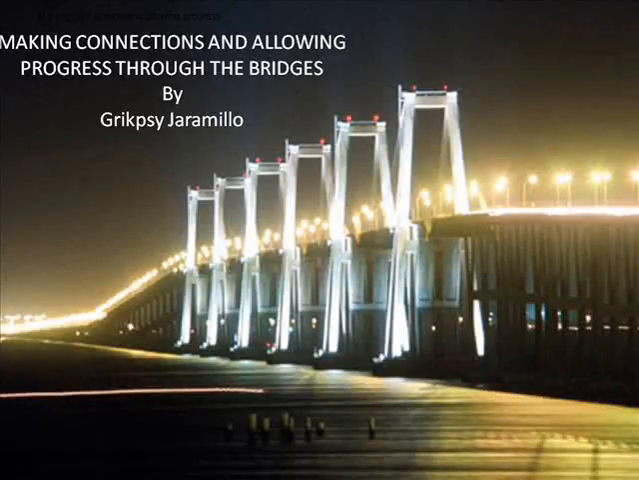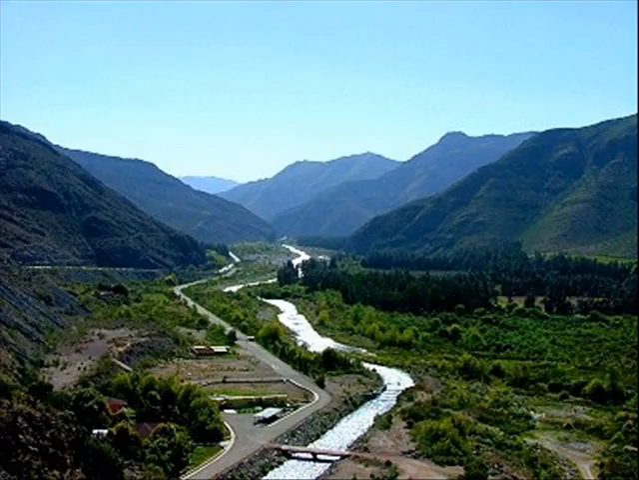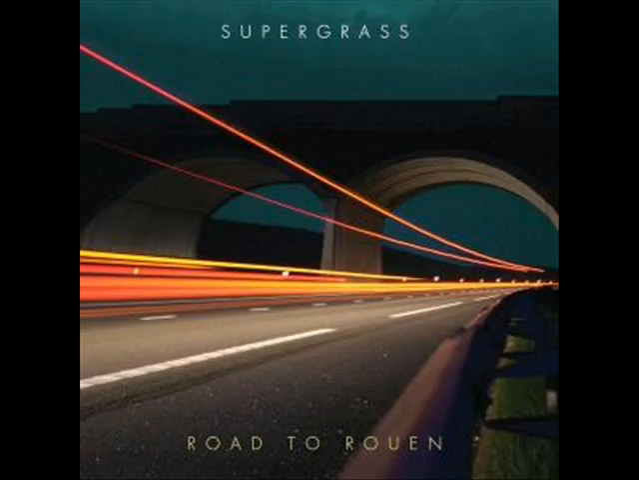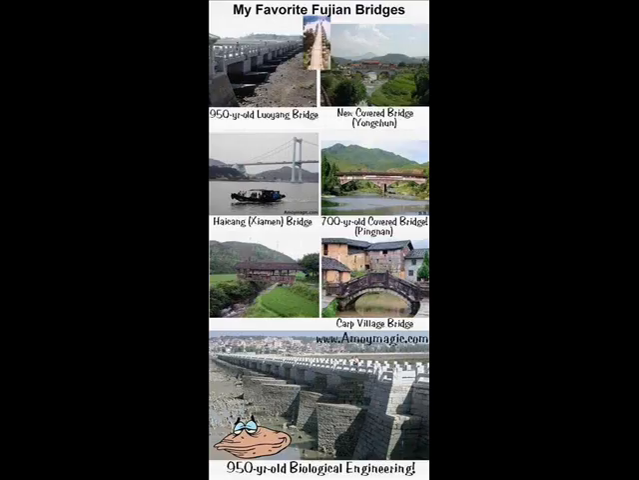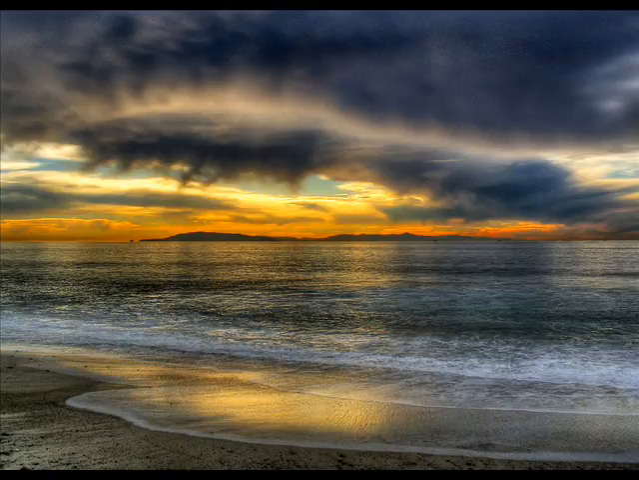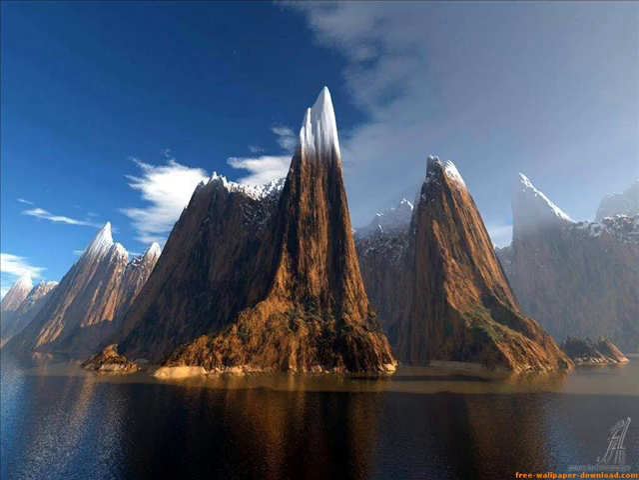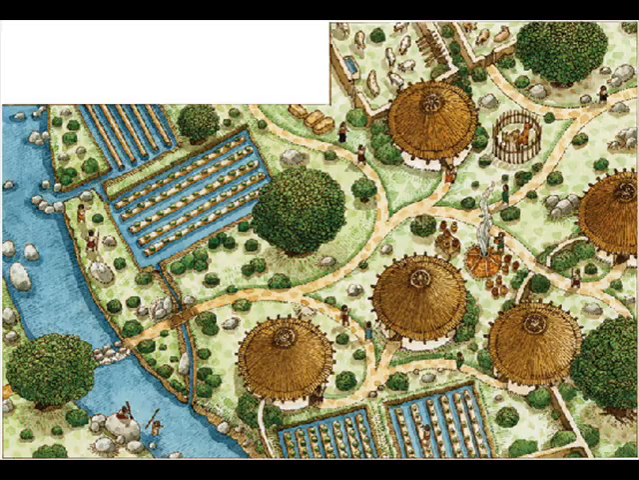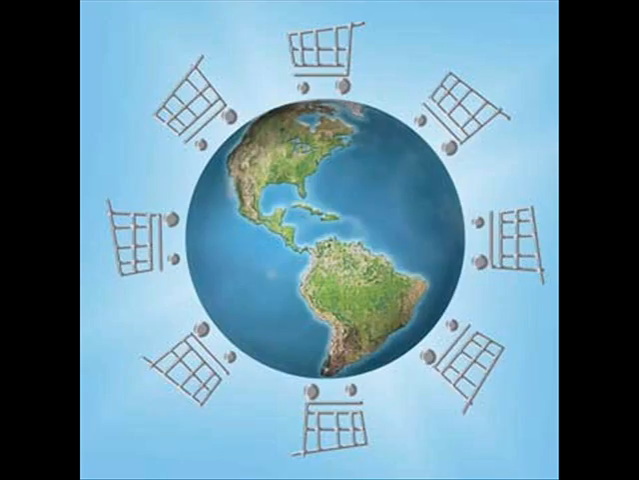A bridge is a structure built to span a valley, road, body of water, or other physical obstacle, for the purpose of providing passage over the obstacle. Designs of bridges vary depending on the function of the bridge and the nature of the terrain where the bridge is constructed.